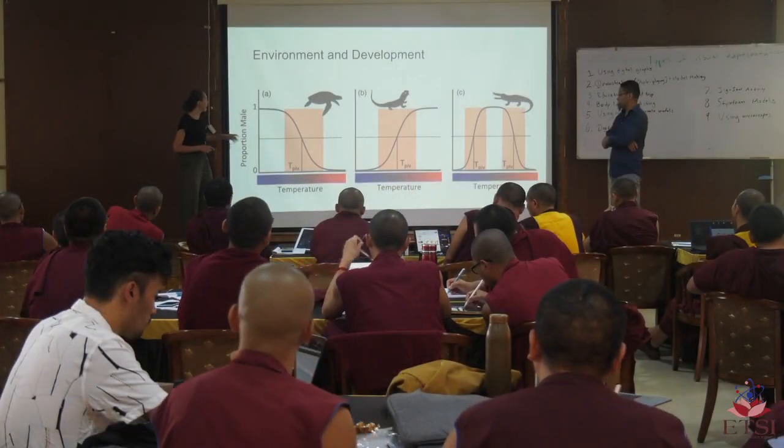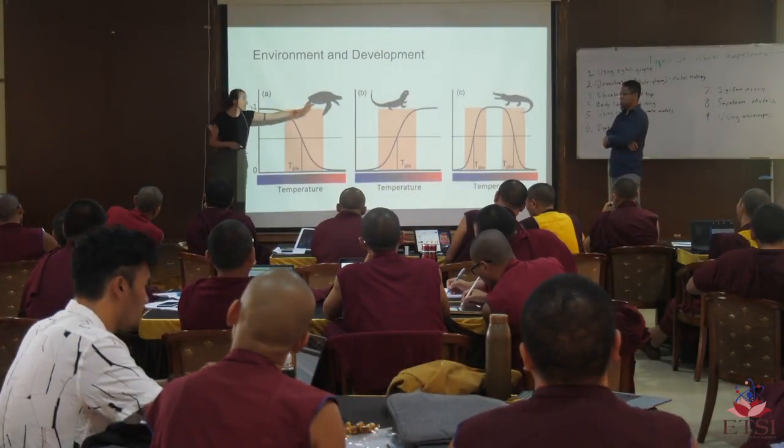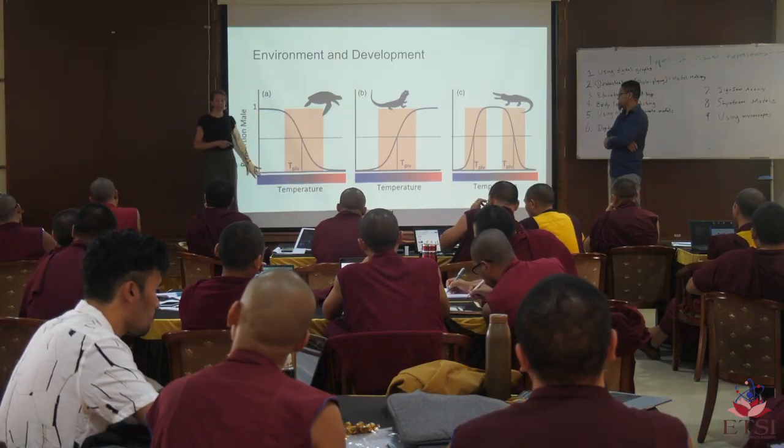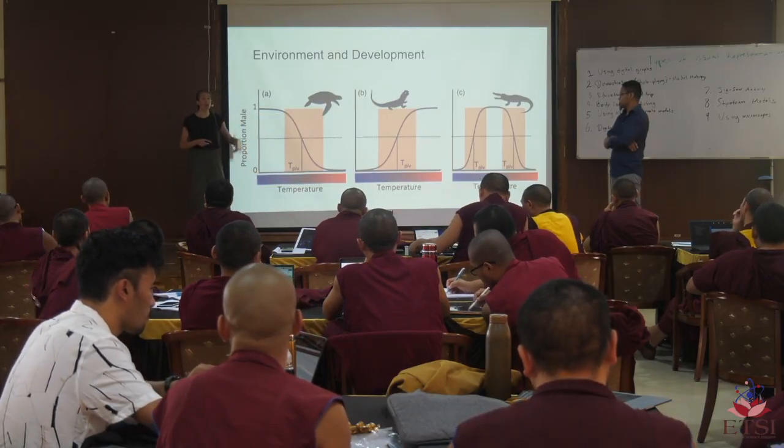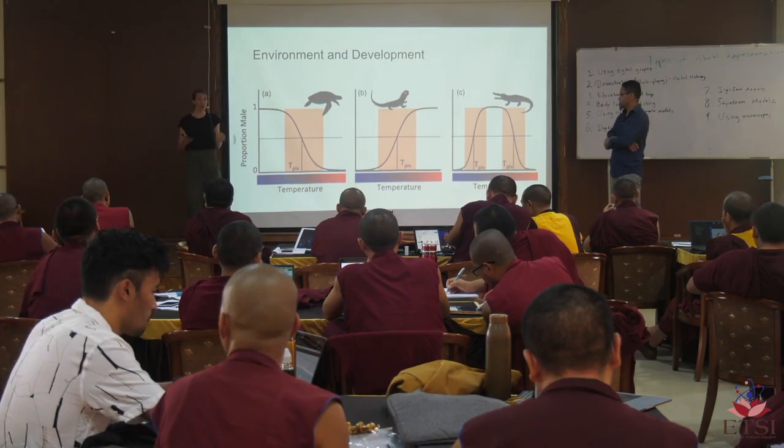So I'm going to ask you in your groups, talk with your team, and for each one of these, A, B, and C, we'll write the temperature for where there would be the most male offspring.